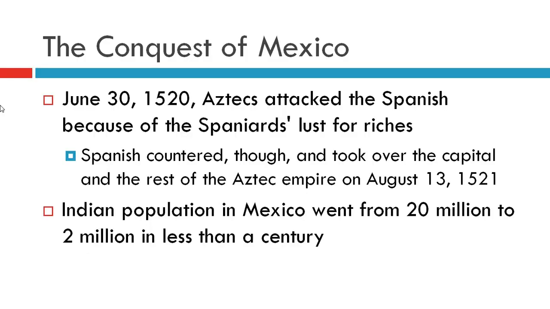On June 30th, 1520, the Aztecs attacked the Spanish because by that time it had become clear the Spaniards were really just lusting for the riches of the Aztecs. The Spanish, though, took over the capital and the rest of the Aztec Empire by August of 1521. And again, as you can see here, a similar trend. The Indian population in Mexico was decimated, again largely from Spanish misrule, but also from European diseases.